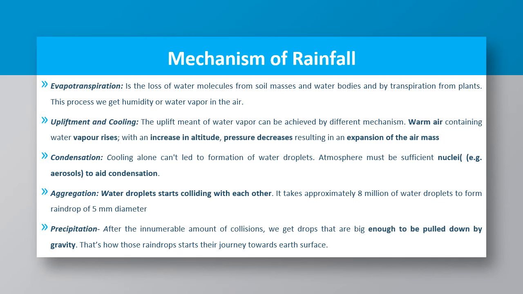Once the water vapor is lifted, it should cool. Cooling alone cannot lead to the formation of water droplets. Therefore, we must have sufficient nuclei in the atmosphere to aid the condensation process. Then these water droplets start colliding with each other. It will take approximately 8 million water droplets to form a raindrop of about 5 mm diameter. Then finally, this product of condensation must reach the Earth's surface. That is how we get rainfall.